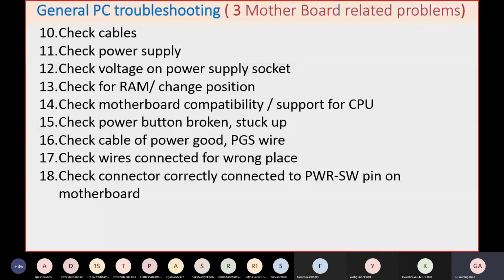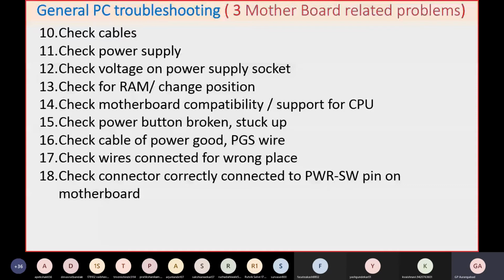And you can check the PGS wire, that is the power good signal. This is normally a gray colored wire, and it actually carries the voltages from the power supply. Once the voltages are stable in your power supply, this PGS gives the power to the motherboard and CPU, and then the POST starts. So you can also check whether the 5-volt supply is available on your PGS wire.